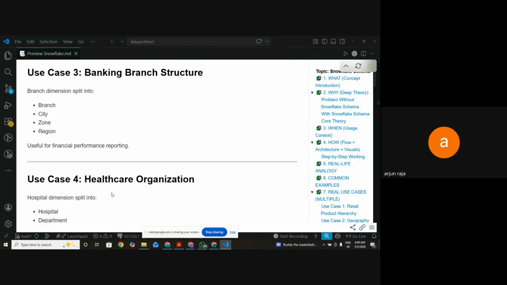Mainly we are splitting them into smaller details. Branch dimensions like branch, city, zone, regions. Healthcare: hospital, department.